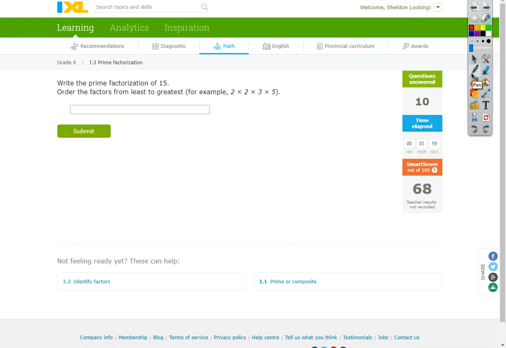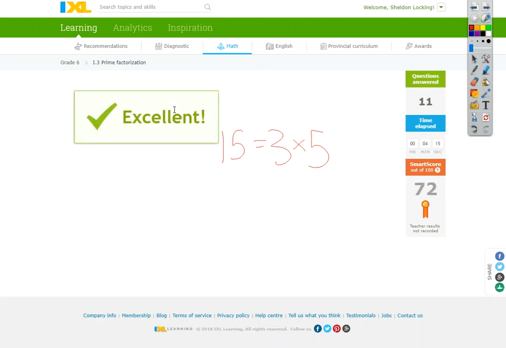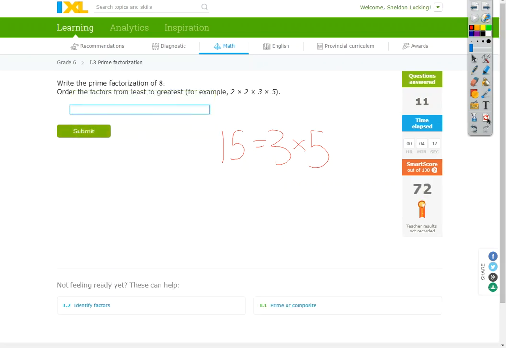What is the prime factorization of 15? Order the factors from least to greatest. Well, I already know that 15 equals 3 times 5. Okay? I've memorized that one because we've done it like 4 times already. So there we go. 3 times 5. 3 space x space 5. Enter. Excellent.